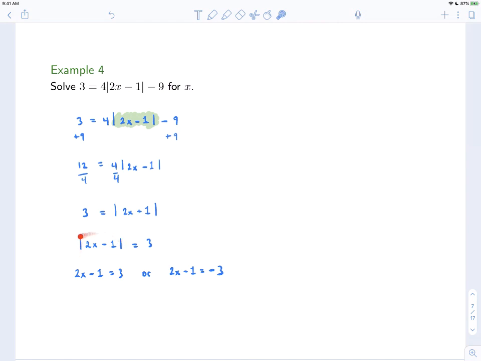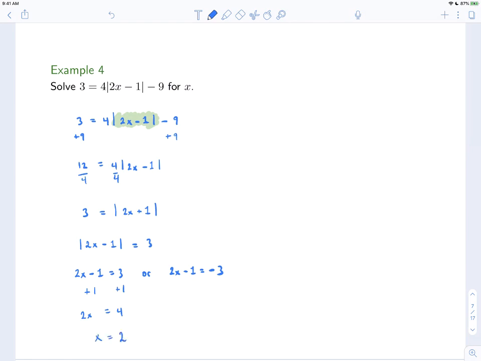So 2x minus 1, remember the absolute value signs tell you the distance away from 0. So if 2x minus 1 is 3 units to the right of 0, then 2x minus 1 is equal to 3. But if 2x minus 1 is 3 units to the left from 0, then that means 2x minus 1 is equal to negative 3. Now we want to solve both of these individually. So the first one, the one on the left, we add 1 to both sides, and then we have 2x is equal to 4, and divide both sides by 2, and you get x is equal to 2.